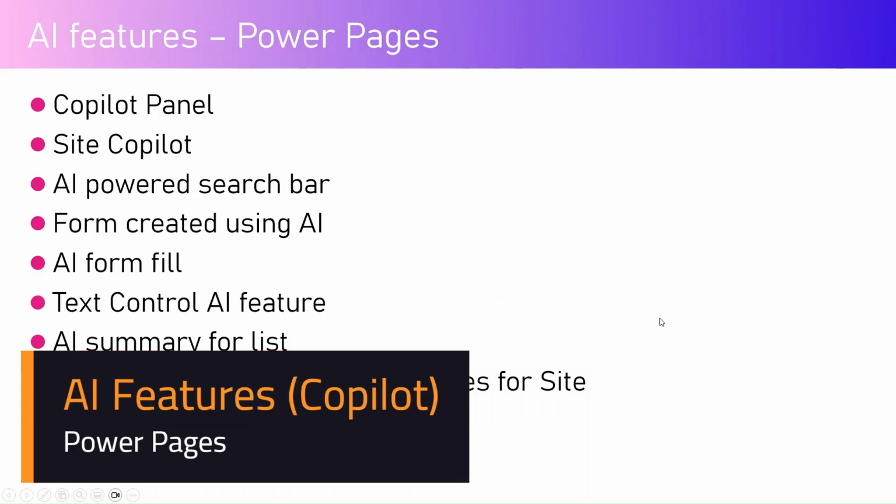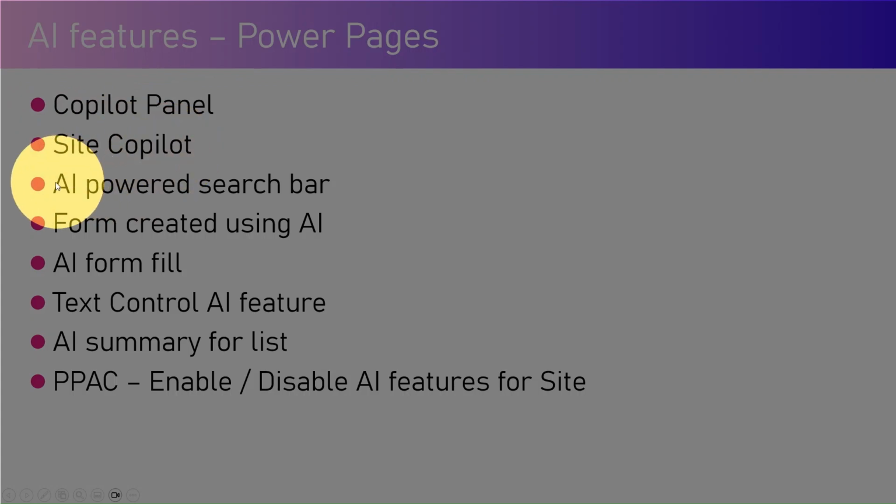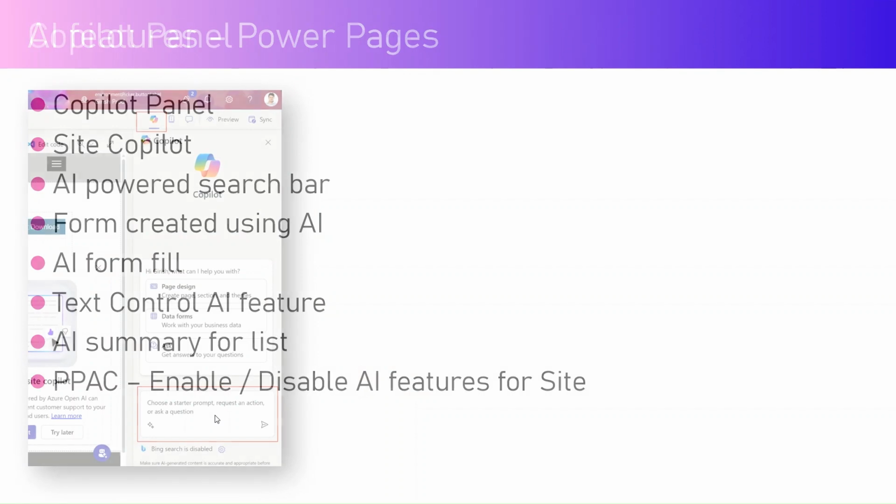In this video, I'll talk about all the AI features that are available within Power Pages site. Now, this list is not comprehensive. However, there are many AI features which Microsoft is constantly adding in the Power Pages design interface. Some of the AI features listed here are the Copilot panel, Site Copilot, AI powered search bar, form creation using AI, form fill, text control AI feature, AI summary for list. And in Power Platform Admin Center, we have an option to enable or disable the AI features for the site.